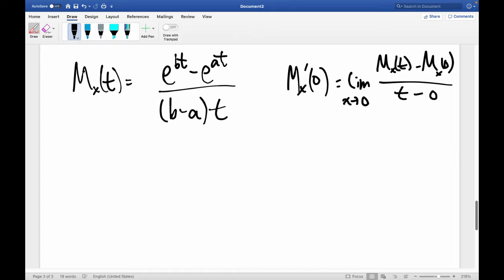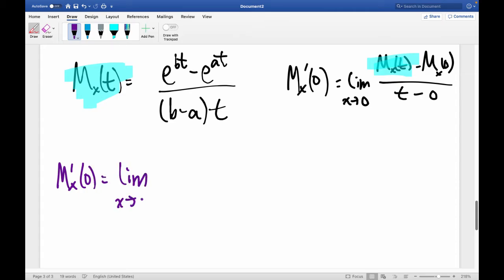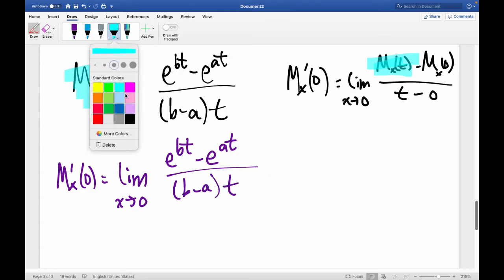Okay, so the first part isn't so difficult, right? This is just the original function. This is just the moment generating function. So we're going to get that our first moment is the limit as t approaches 0. And our first component is just the e to the bt minus e to the at all over b minus a times t. The next component is the tricky one.